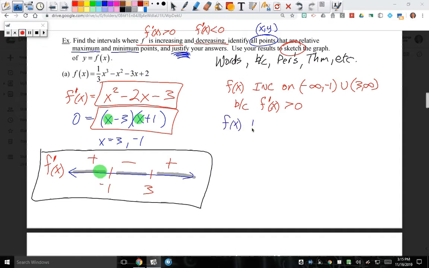F of x decreases on what? Come on, someone knows it other than Braden. Negative 1 to 3, because what? Because f prime of x is negative. Alright? First part, done. Let's move on to the second part.